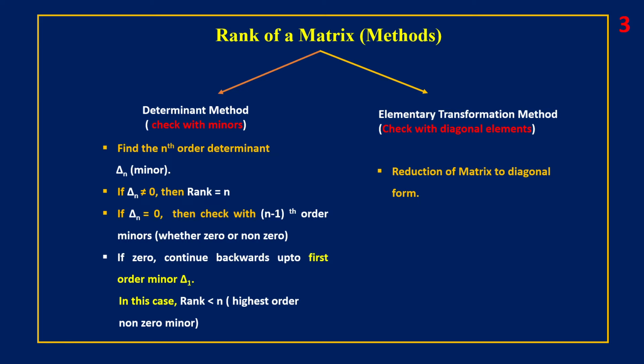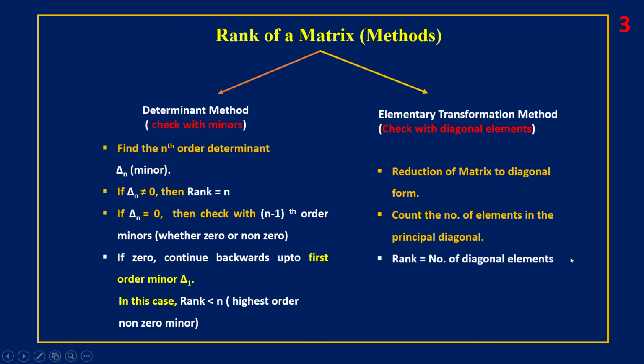Okay, we can reduce the matrix like that. Reduce the given matrix to the diagonal form. Then we can count the number of elements in the principal diagonal. The number of diagonal elements will be equal to the rank. If the number of diagonal elements is 2, we can conclude the rank of the matrix is 2. If it is 3, the rank is 3. If only one diagonal element is there, we can conclude that rank is 1.